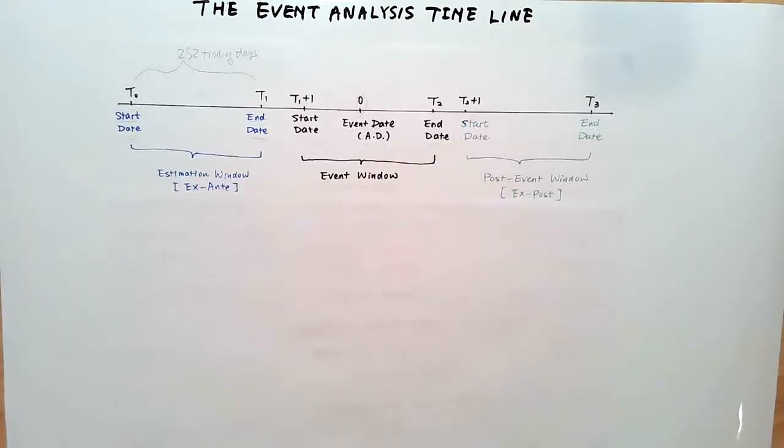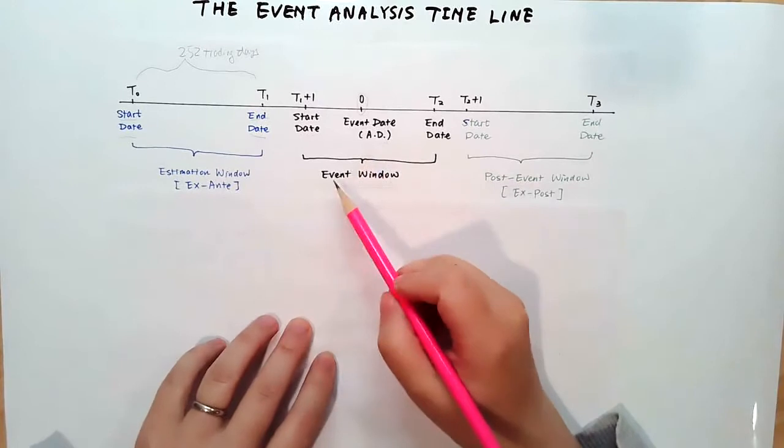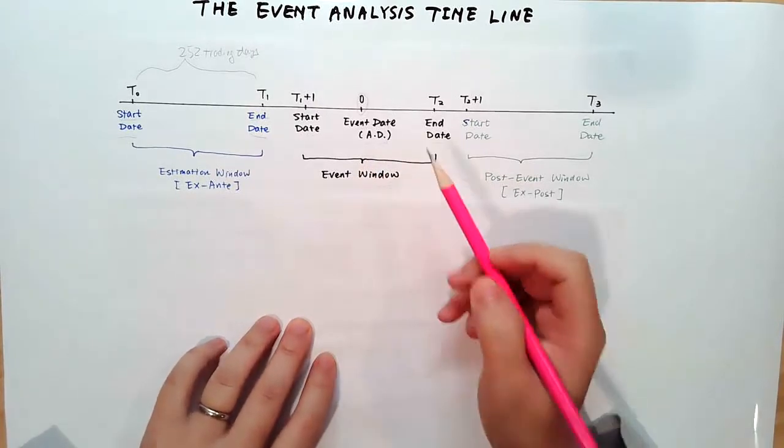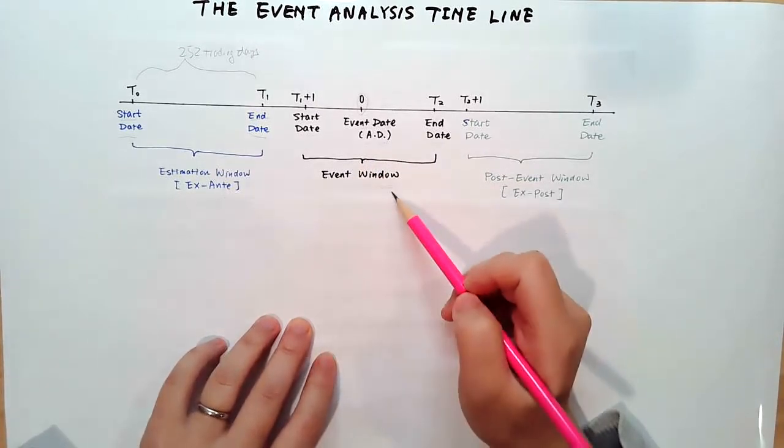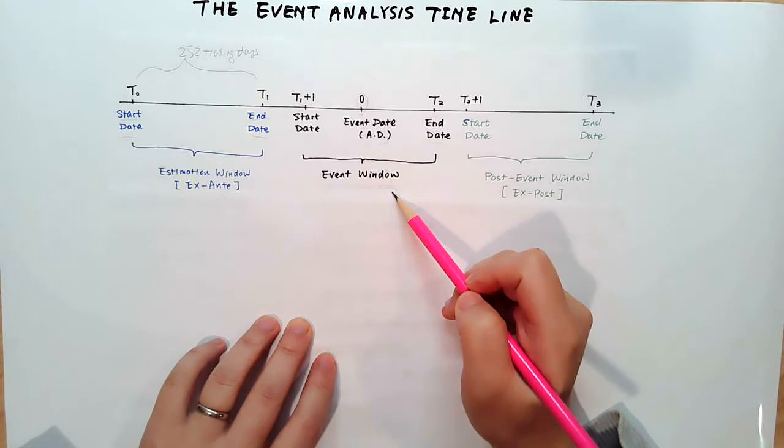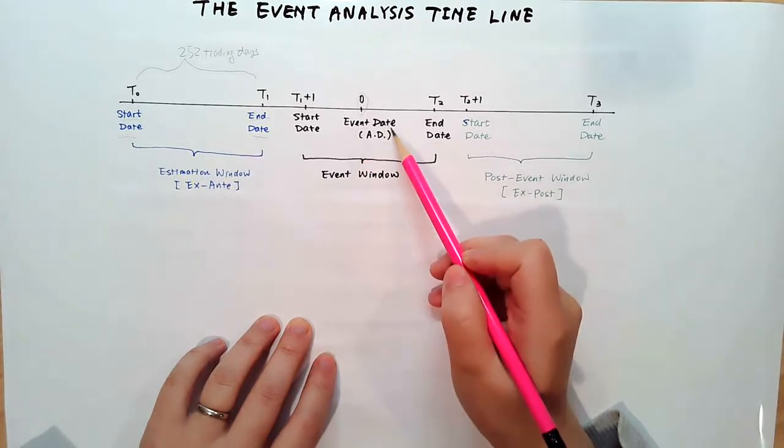In this video, I'm going to walk you through an outline of the event analysis. There are three important time windows in the event analysis. The most important is called the event window. Before you carve out the event window, you have to figure out what is the actual event date.